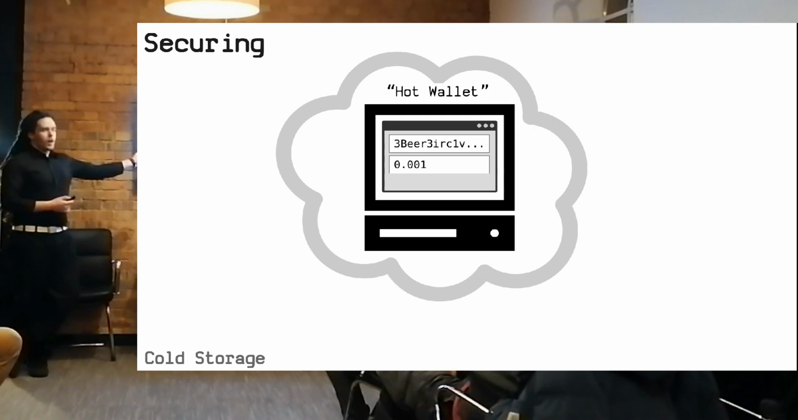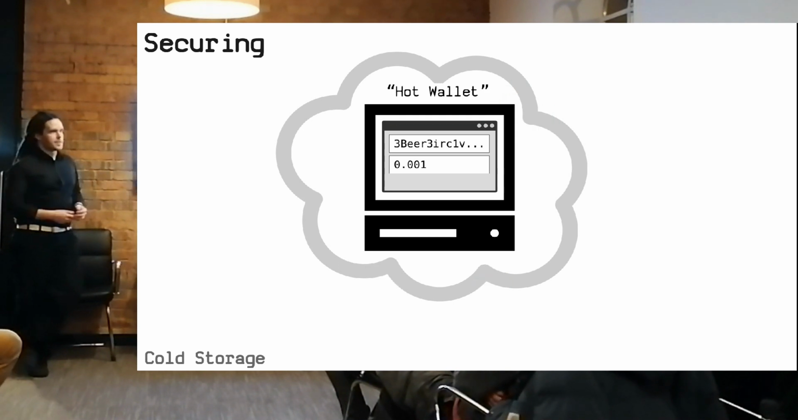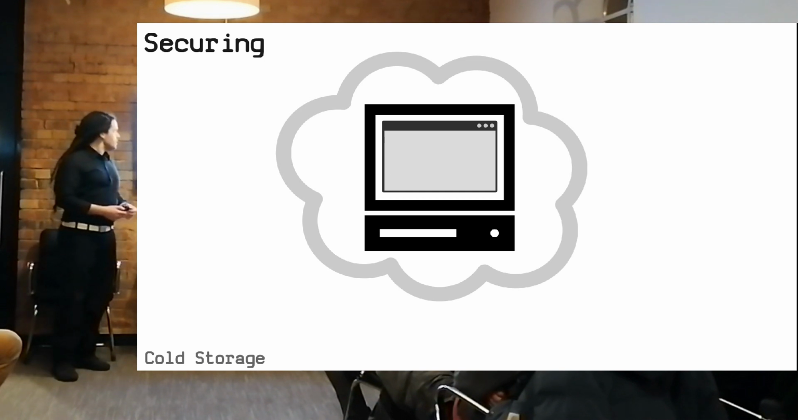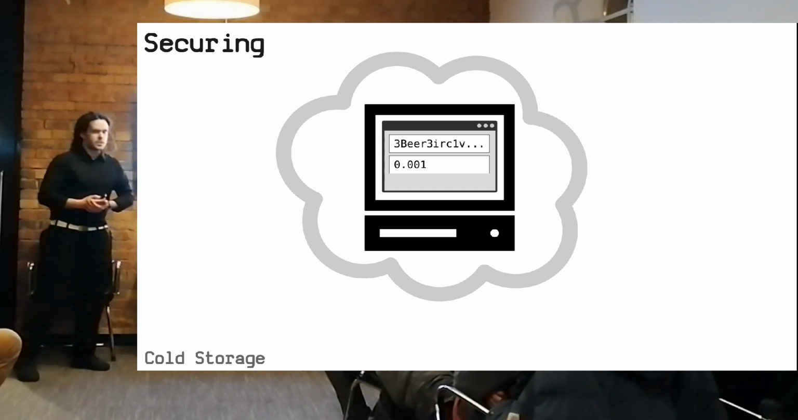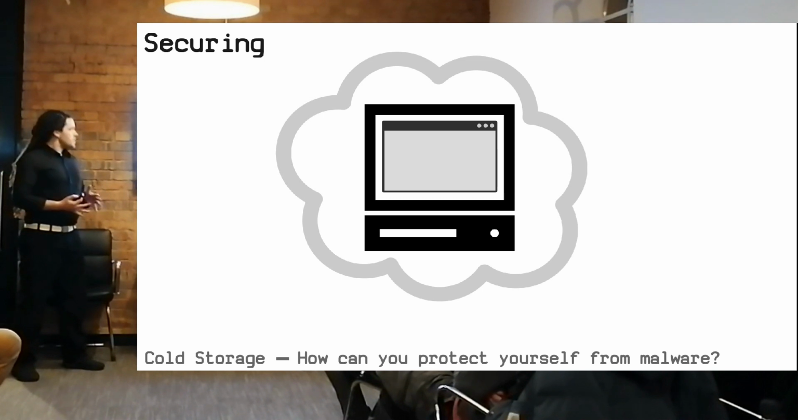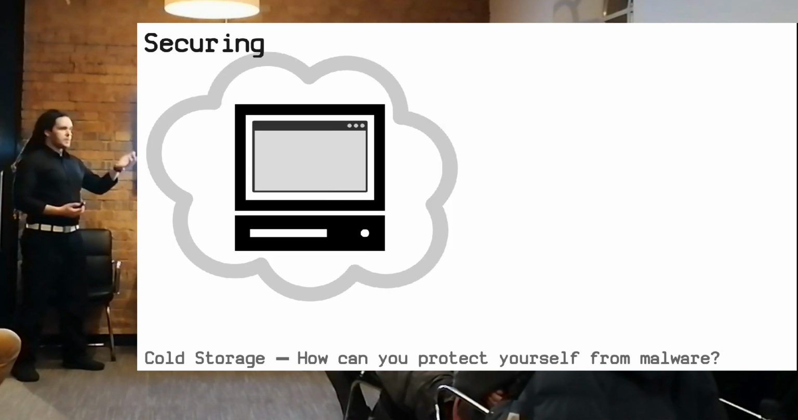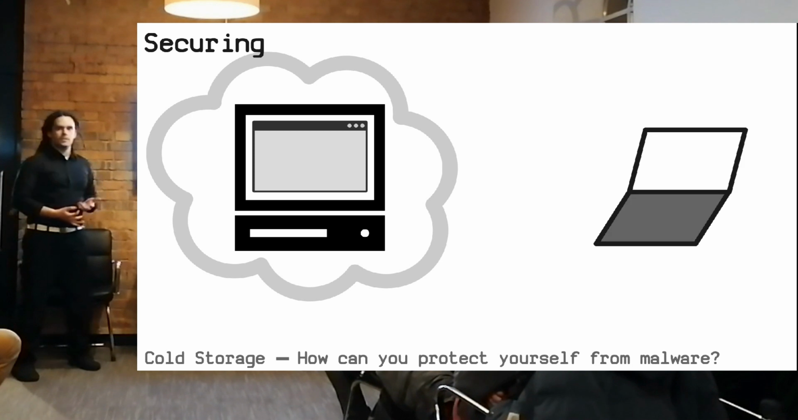So this is what people call a hot wallet. It's a wallet on your computer that's connected to the internet that you're using day to day. That's fine, it's convenient, but you are at a bit of a risk. So if you really wanted to protect yourself from these viruses, what could you do? Well, back in the day, when I first got into Bitcoin, this was a popular way of keeping yourself secure.